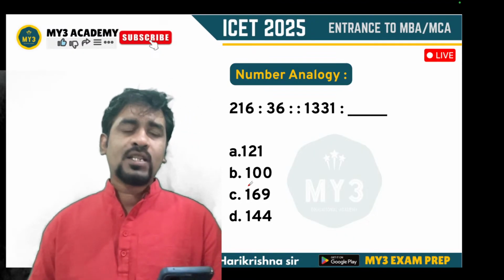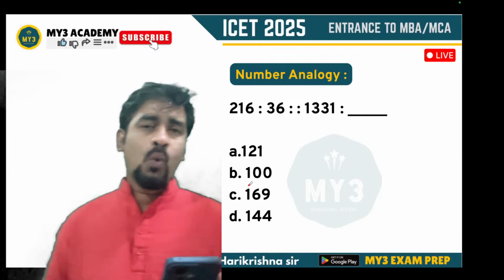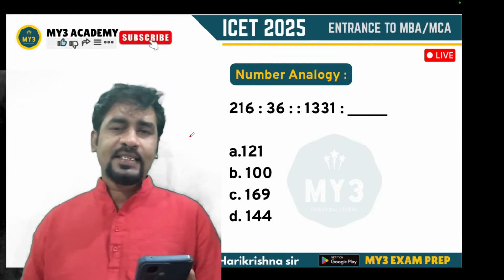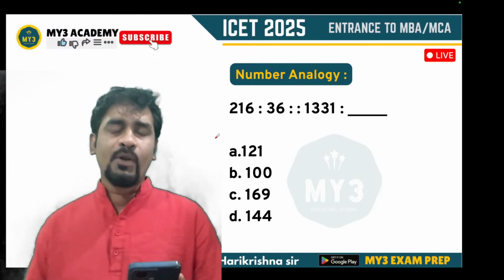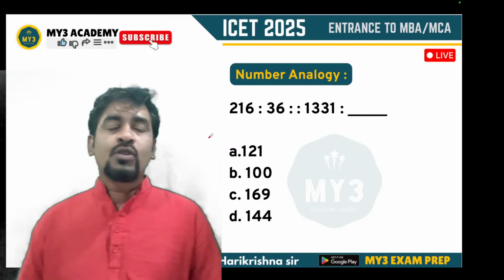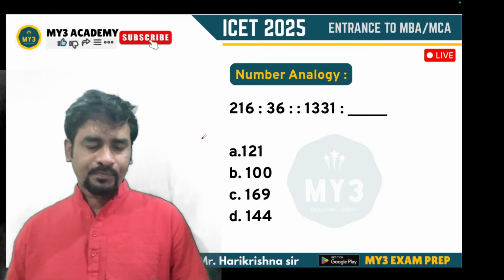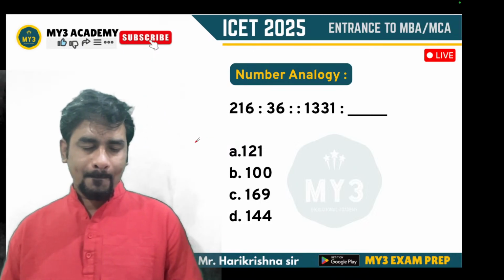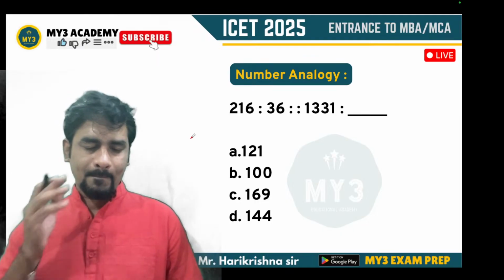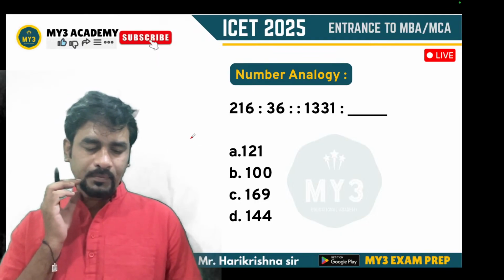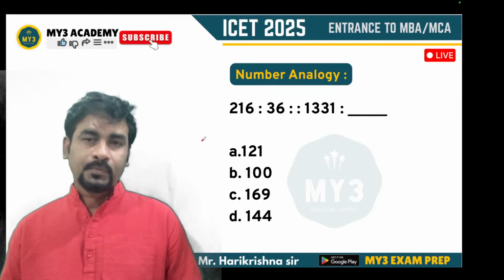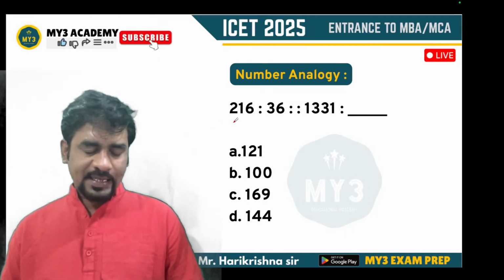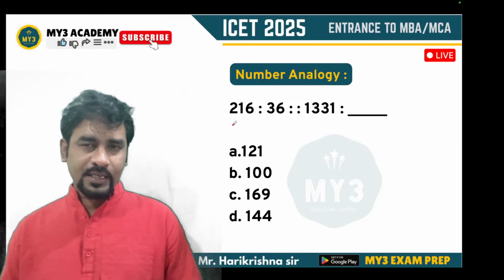So the question here is 216 is 36. Then 1331 will be what? That's the question here. So how to tackle this? 216 is 36, 1331 will be what?